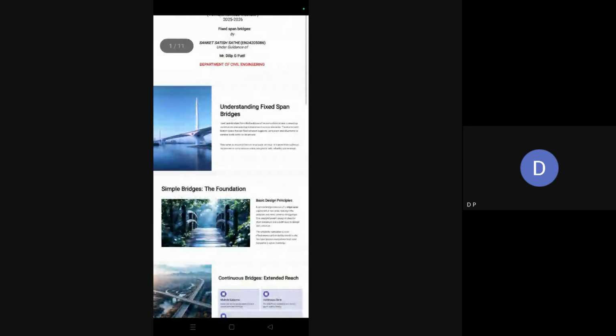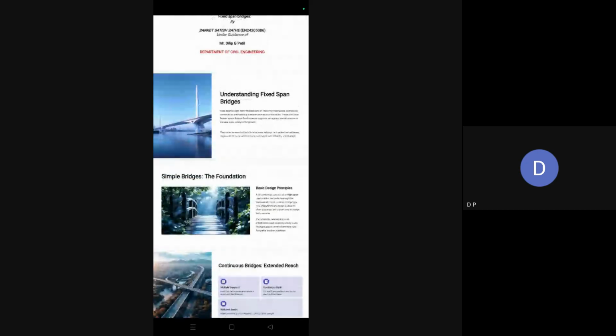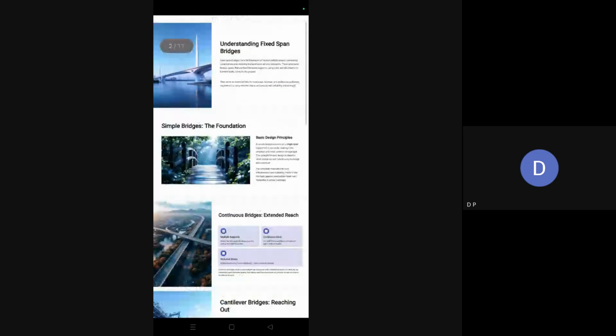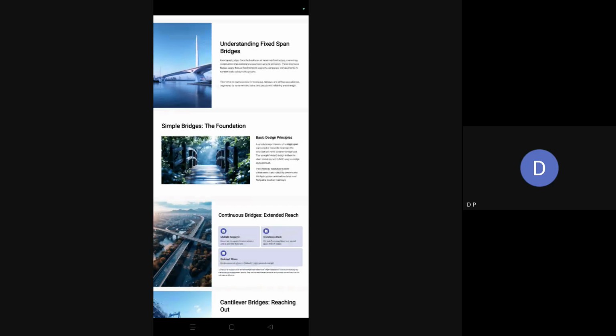Good morning, everyone. My topic is types of bridges. Understanding fixed span bridges. Fixed span bridges form the backbone of modern infrastructure, connecting communities and enabling transportation across obstacles. These structures feature spans that are fixed between supports, using piers and abutments to transfer load safely to the ground. They serve as an essential link for roadways, railways, and pedestrian pathways, engineered to carry vehicles, trains, and people with reliability and strength.